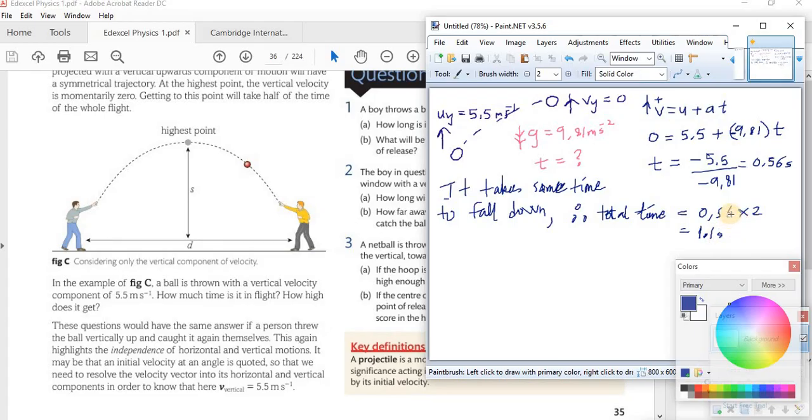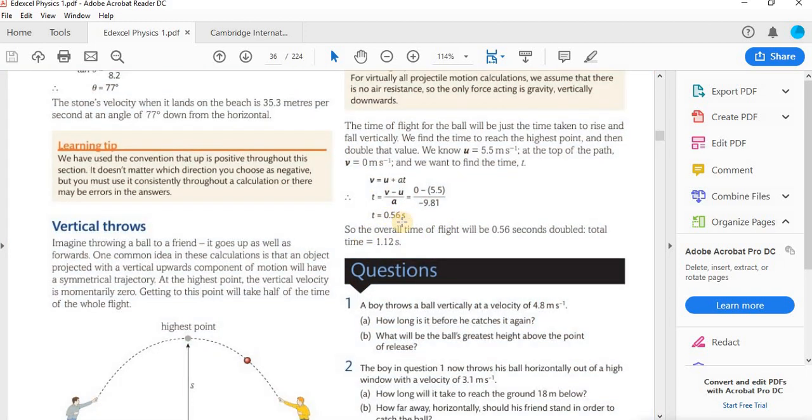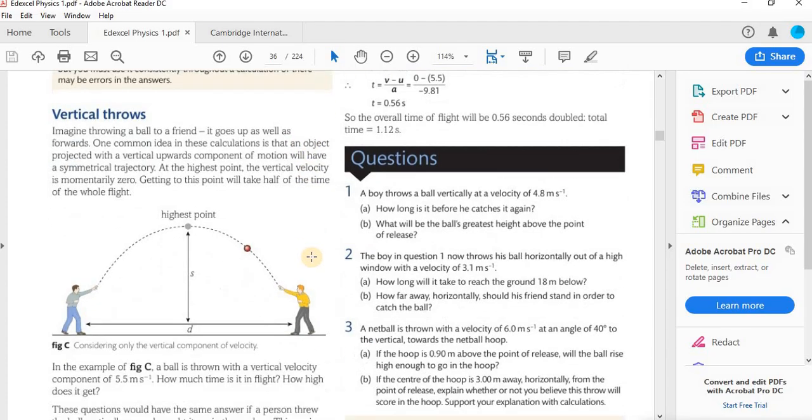And you also have to write the unit, because you can get marks for the unit also. If you don't write the unit, you may not get full marks. Okay, let's see what they have done. Can you see here 0.56, so the overall time of flight will be 0.56 seconds, doubled. Total will be 1.12. They have given it to 3 significant figures.